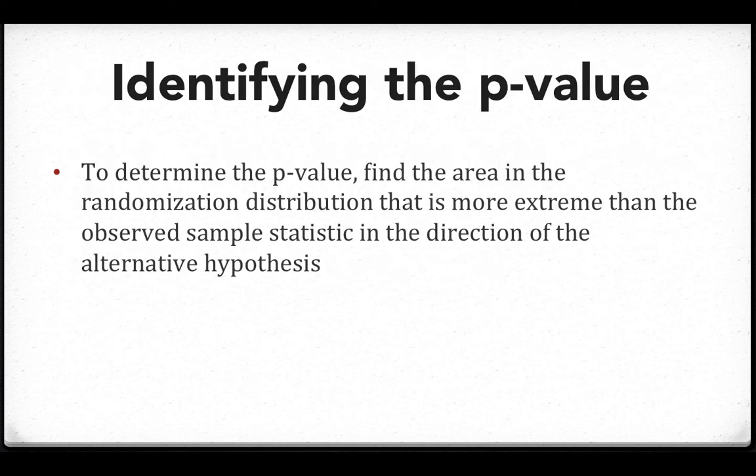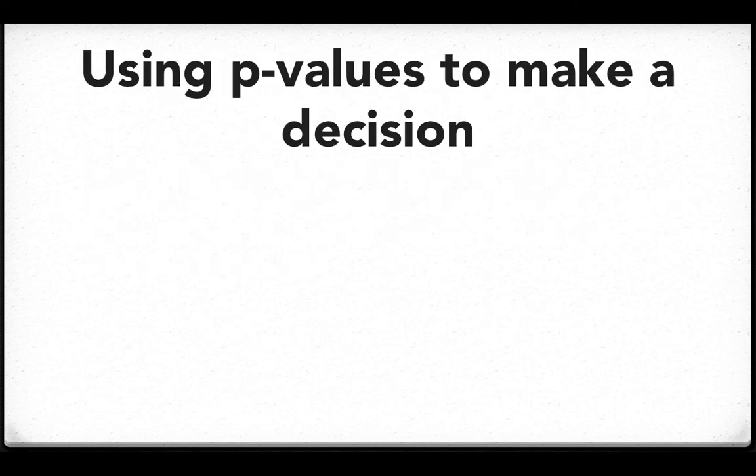To determine the p-value, find the area in the randomization distribution that is more extreme than the observed sample statistic in the direction of the alternative hypothesis. There are a number of examples in your online notes this week that walk you through this procedure. We can use that p-value then to make a decision.